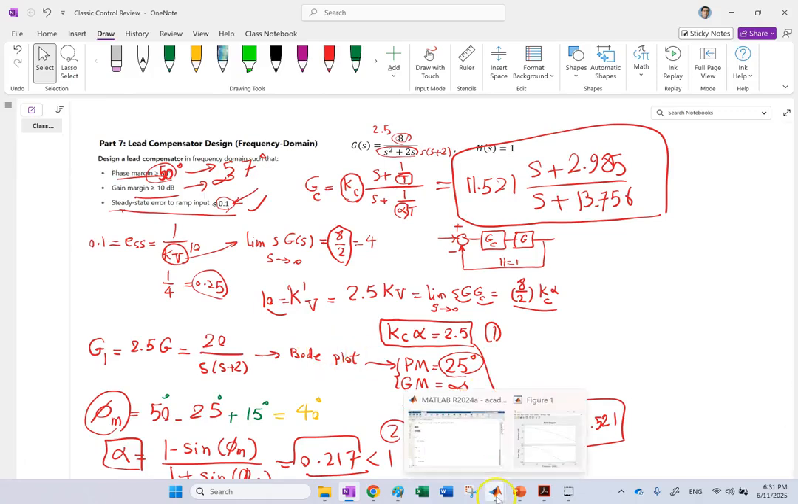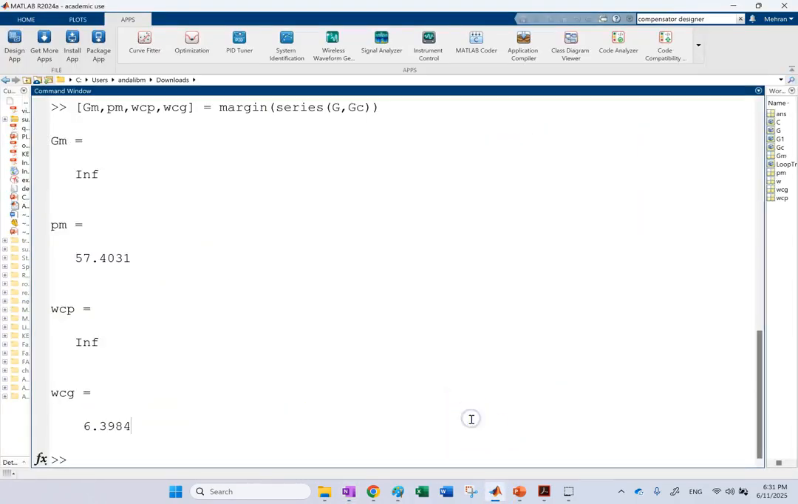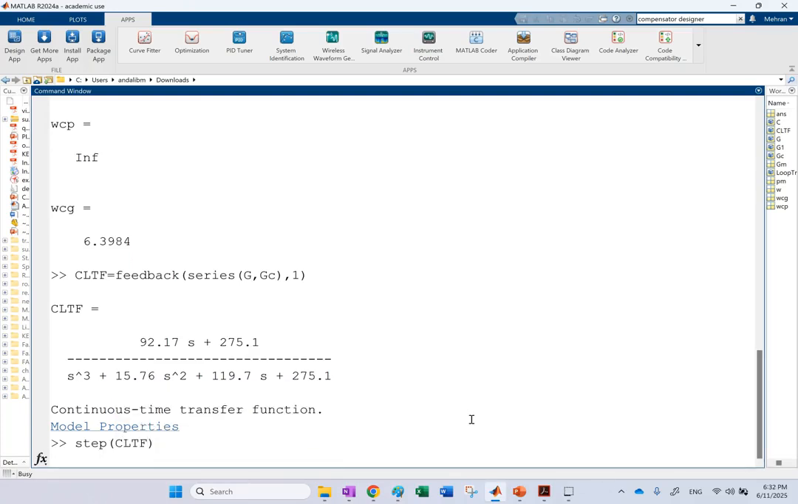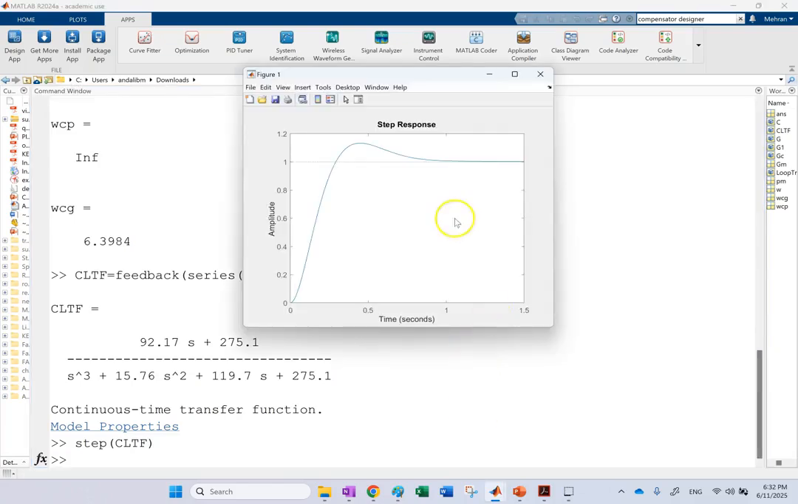stable system. And we can always look at the response of this system if you want, right? So we can say closed loop transfer function equals, and then we need to pass to it the feedback of series of G and GC and 1. Right? So this is my closed loop transfer function, and now for instance I can look at the step response of it or anything else. I can look at the root locus of it. I can look at anything that you want. There we go. Clearly you see this is stable.